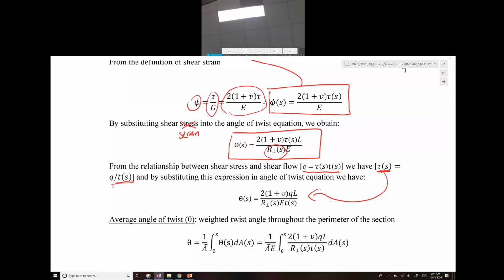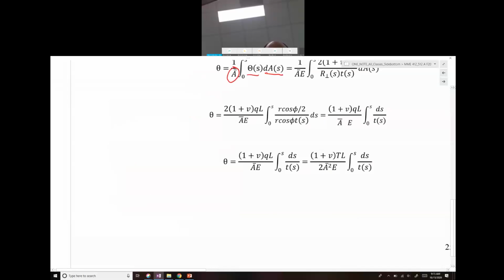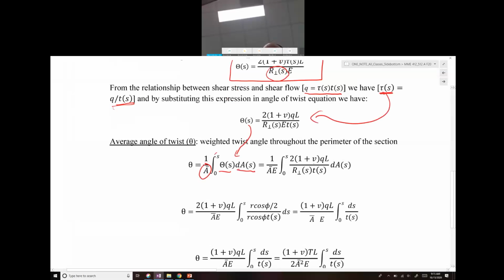All right, so for the most part, what we're interested in a lot of the time is getting the average angle of twist of the entire tube instead of the angle of twist at a particular point. So to determine that average angle of twist, we're going to integrate our theta of s equation over the whole area and then divide by the perimeter area. So we're going to go from 0, or the start of the perimeter, to the end of the perimeter, which would be s. Right?